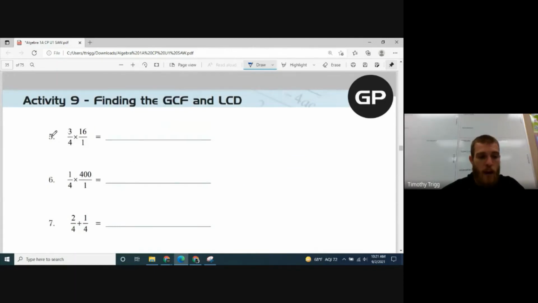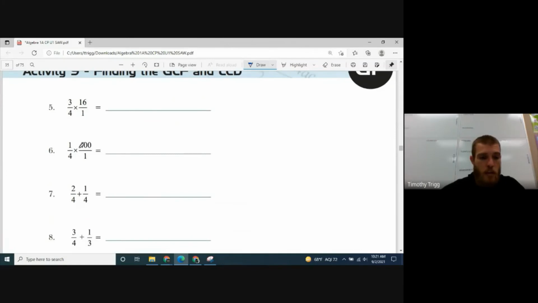I want you to try number 5 on your own, multiplication. Number 6, here, cross-canceling, I can divide both these by 4. Divide this by 4, that gives you 1. Divide this by 4, that gives you 100. 1 times 100 is 100. Over 1, I don't need to put that.